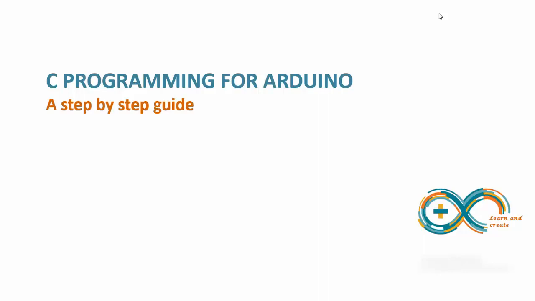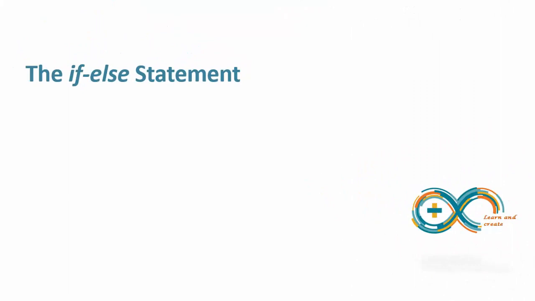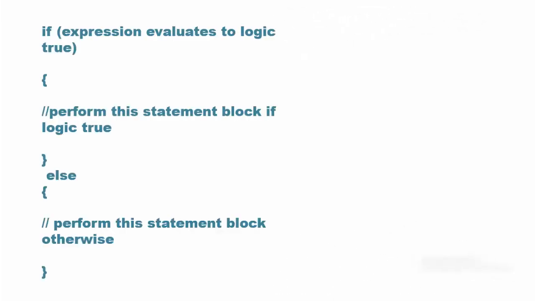In the previous video, we discussed a code which is a modified form of the LED blink program, and it was not working. Let's see how we can make it work. Arduino C provides another form of the simple if statement called the if-else statement. The syntax for the if-else statement is as follows.